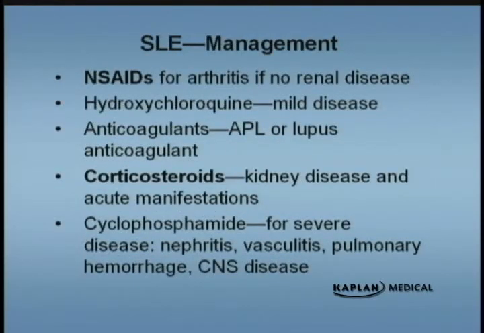The management of lupus, you can use non-steroidals if there's no renal involvement. If there's renal involvement, you have to go with other pain management. For mild disease, you can use hydroxychloroquine. Some patients will have hypercoagulable states, and so they need to be on anticoagulants. Corticosteroids are a mainstay of treatment here with this disease, particularly for kidneys, and chemotherapy is being used, such as cyclophosphamide, for immune suppression, basically.